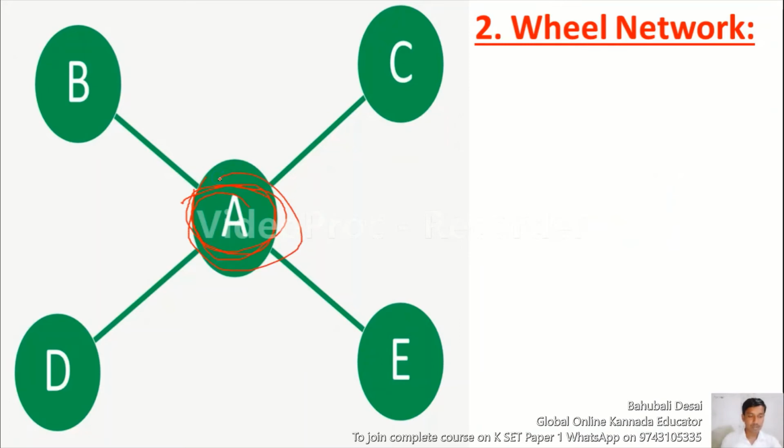This employer is going to communicate with all the employees such as B, C, D and E, but these employees don't communicate with each other. They are communicating only with the employer. So such a communication is known as the wheel communication.